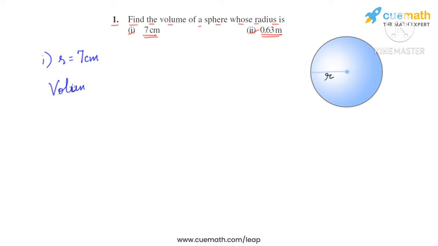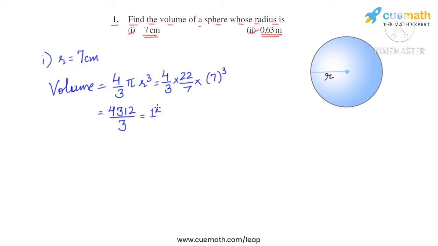The formula for volume of a sphere is 4 by 3 pi r cube. It means 4 by 3 into 22 by 7 into 7 cube. When we simplify this, we get the answer 4312 by 3, or we can write it in mixed numbers 1437 1 by 3 cubic centimeters. So this is the answer for the first part, that is the volume of the sphere. Let's do the second part now.